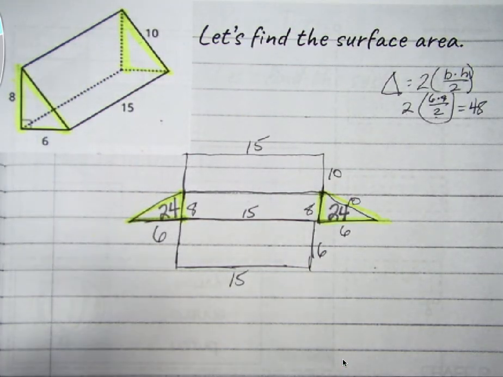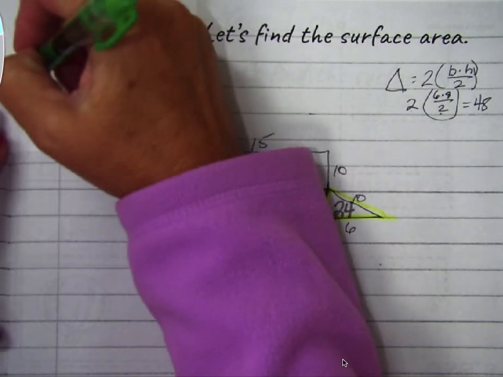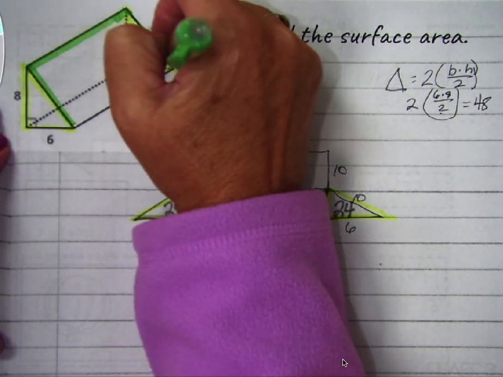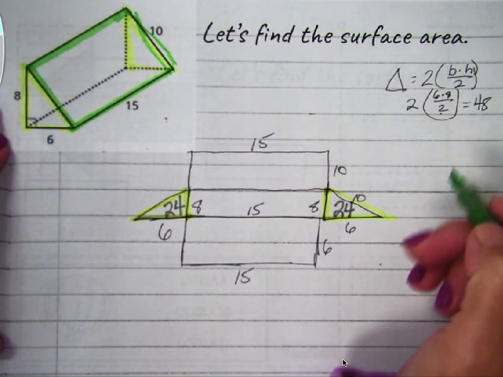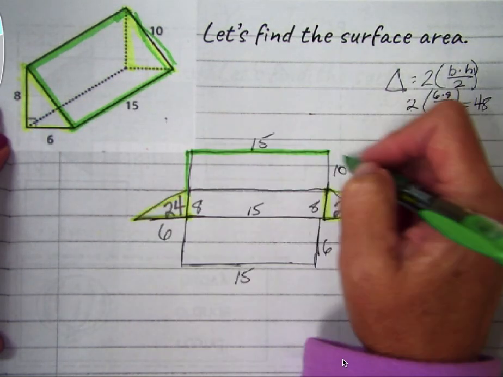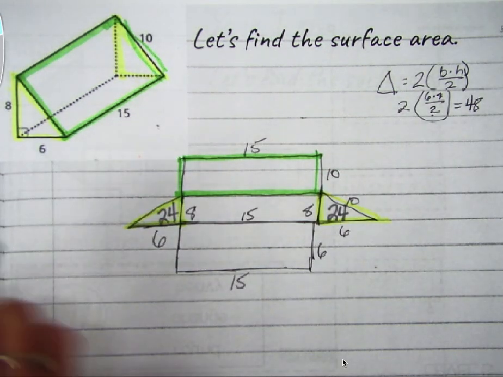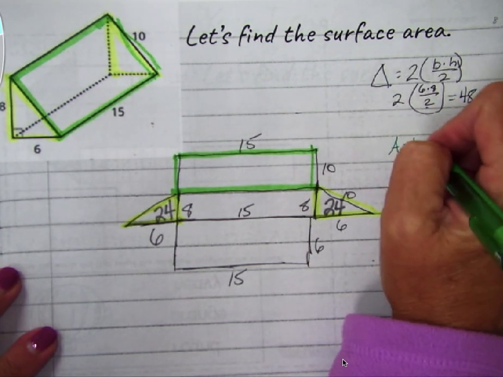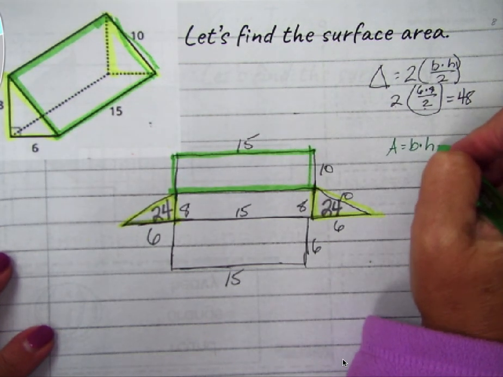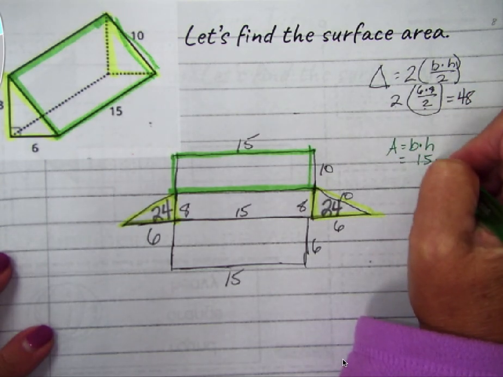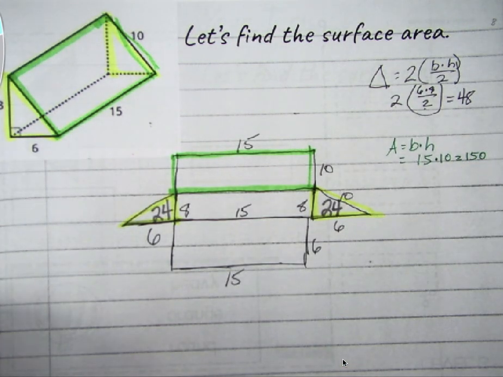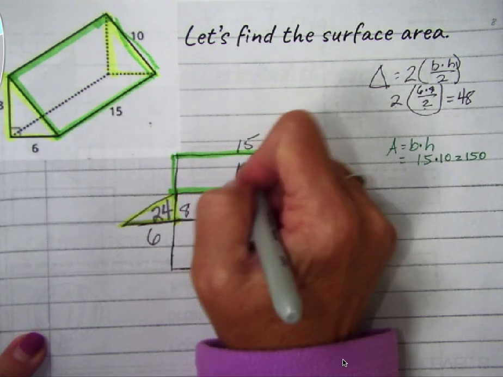Okay? Now we're going to look at this one on the front. This one on the front goes right here. Okay, so this is area equals base times height, which is 15 times 10, which is 150. Okay, so now I've got 150 here.